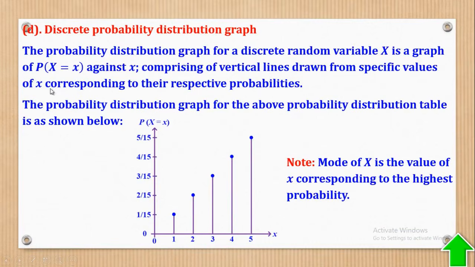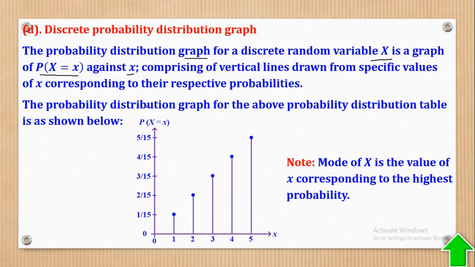Then we shall now go to the discrete probability distribution graph. Now the graph of a PDF, discrete PDF specific, remember there is continuous PDF and discrete PDF. So in this video we're talking about discrete PDF. Now continuous PDF will be talked about under continuous random variables.